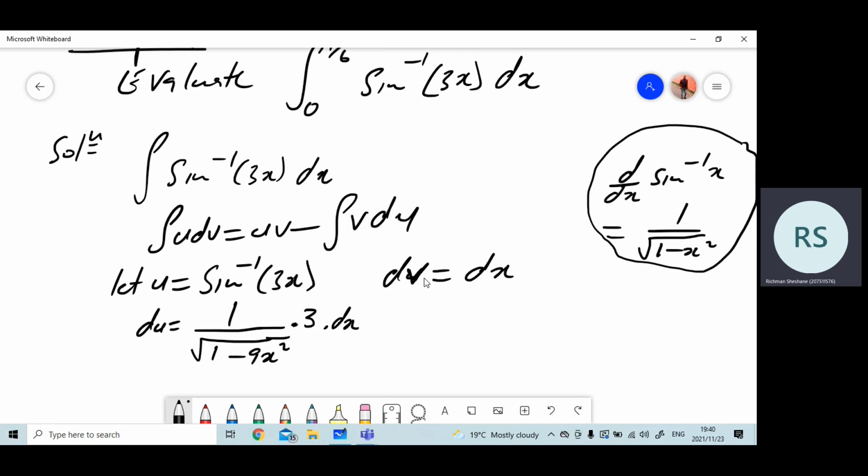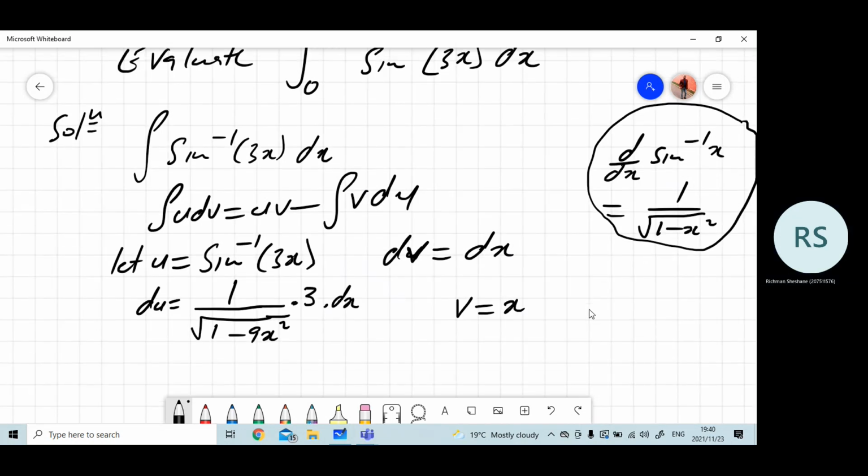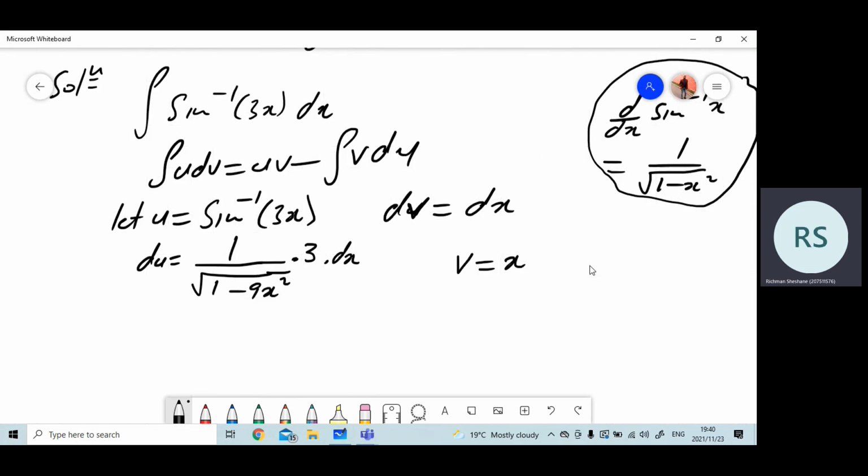And then from dv find v. V will be the integral of this. We're integrating x to the power of 0, so it's x to the power of 0 plus 1, which is x to the power of 1 over 1. And don't say plus c; you do that at the end. So now after you choose u and dv and find du and v, you're ready to use the integration by parts formula to evaluate your integral.